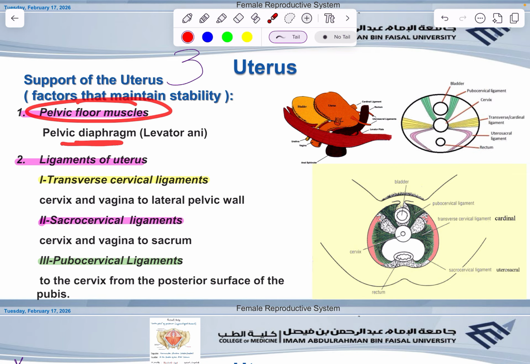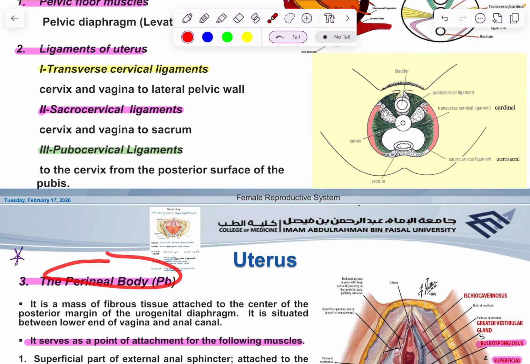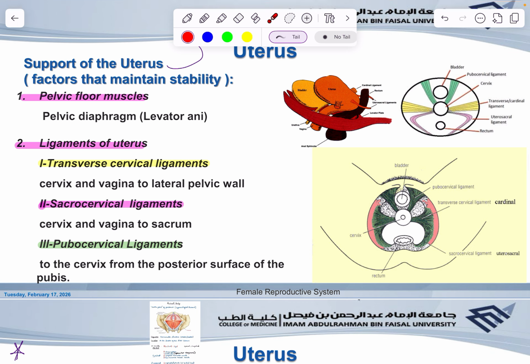طيب three main things that support the uterus are going to be the pelvic floor muscles اللي هي pelvic diaphragm وعندنا the ligaments of the uterus وعندنا the perineal body. pelvic floor muscles عارفينها. ligaments of the uterus عندنا transverse cervical ligaments سهلين من أساميها. The transverse cervical ligament أحيانا ممكن ينقال عنها the cardinal ligament is going to attach the cervix and the vagina to the lateral pelvic wall.